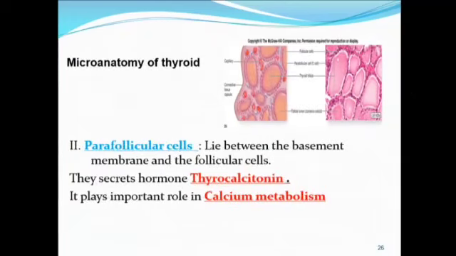Now the second type, secretory cells. You can see in the diagram the parafollicular cells lie between the basement membrane and the follicular cells. They secrete the hormone thyrocalcitonin. This thyrocalcitonin plays an important role in calcium metabolism.